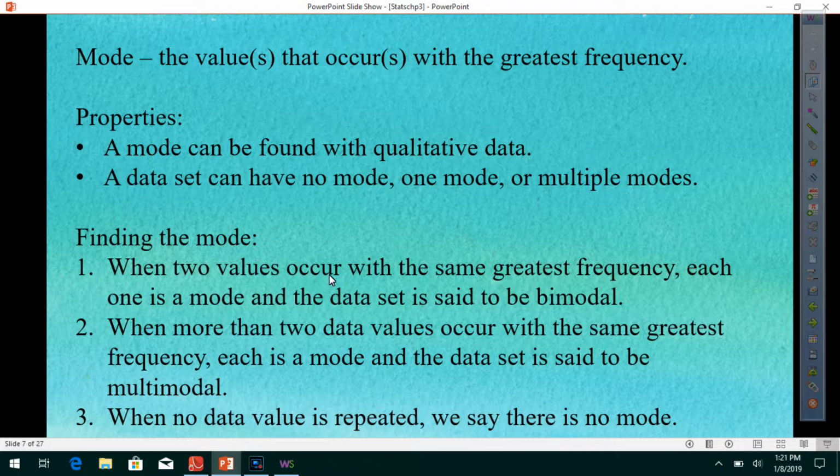Mode. The value or values that occur or occurs with the greatest frequency. Property. A mode can be found with quantitative data. A data set can have no mode, one mode, or multiple modes. Finding the mode. When two values occur with the same greatest frequency, each one is a mode, and the data set is said to be bimodal. When more than two data values occur with the same greatest frequency, each is a mode, and the data is said to be multimodal. When no data value is repeated, we say there is no mode.